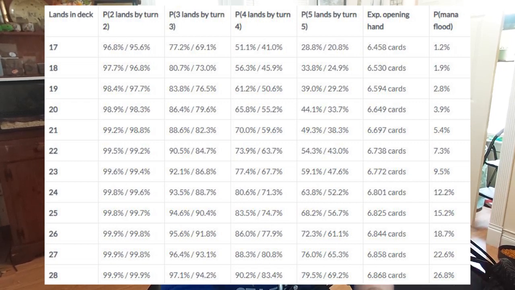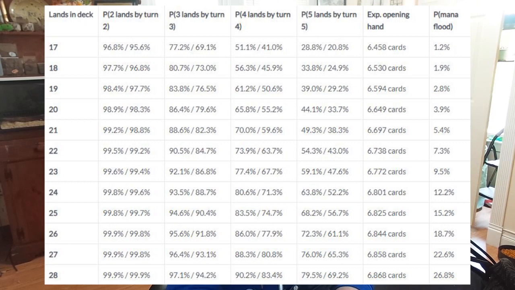So the first chart we're going to look at is a chart that Frank Karsten made that divides everything up so that for each number of lands in a 60-card deck, from 17 to 28 lands, which is kind of the reasonable range, you see the chances of you hitting land drops on each of the turns. Now, the first column is obviously lands in deck. The second column is the probability of you having your second land on turn 2. The third column is your probability of having third land on turn 3, et cetera, et cetera.